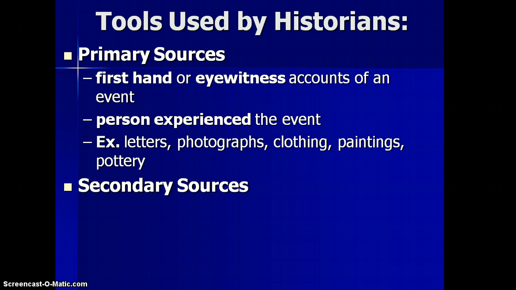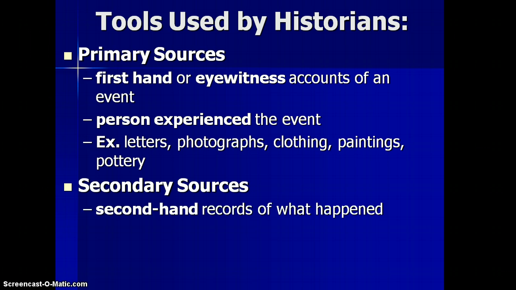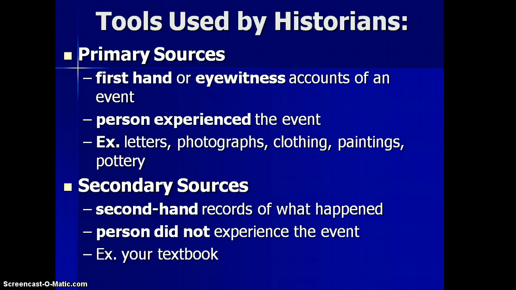Next, secondary sources are another tool that are used by historians. Secondary sources are second-hand records of what happened. These are people that did not experience the event, and they're going to be written after the event. So an example is your textbook. So the textbook is research that different people have compiled about different topics. However, you will see that your textbook does contain, in certain places, excerpts of primary sources, so they might contain a couple lines from a historical document or a poem, things like that.